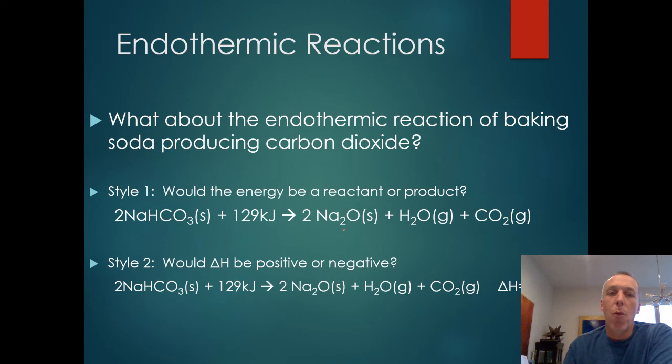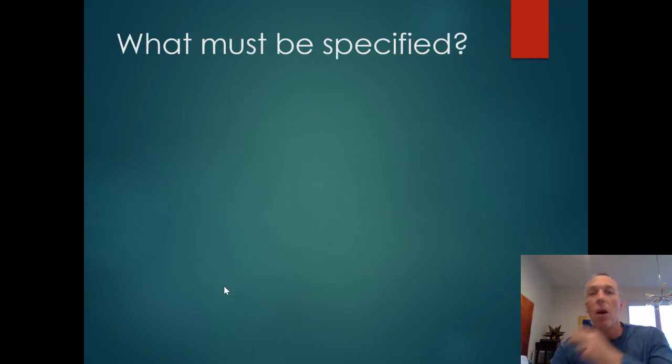Again, really important: in style 1, no positives and negatives. You just write it on the reactant side or the product side. In style 2, oh, wow, I actually have a mistake here. That should not be there. That was from style 1. In style 2, you just write it off to the side, and you do have to make sure you put positive or negative in that reaction. Sorry about that mistake.